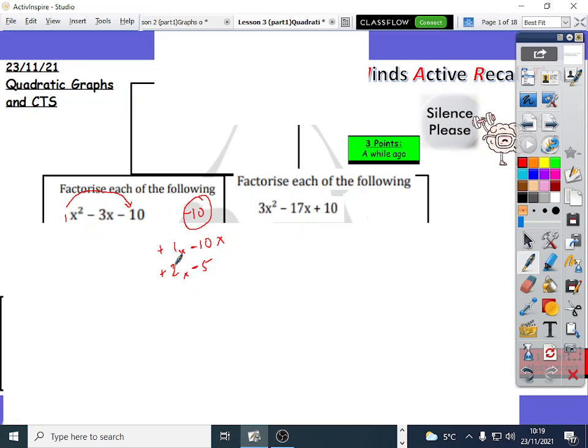These two numbers, 2 times minus 5, is minus 10. And if I add these two together, 2 add minus 5 is going to give me minus 3. So this one's going to work. So what I could do now is replace this middle term. So I've got x squared, I'm replacing the middle term, and it doesn't matter which order I put it in. I'm going to put plus 2x minus 5x, and then put that at the end, minus 10.